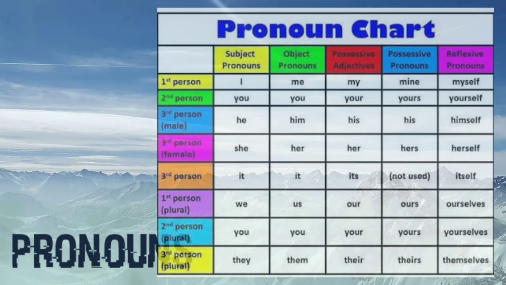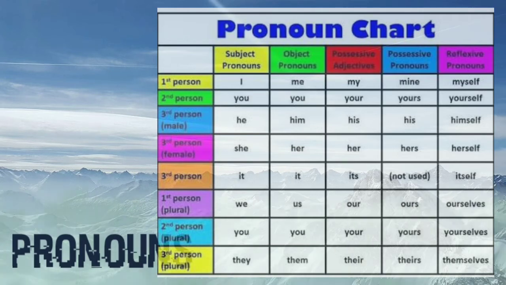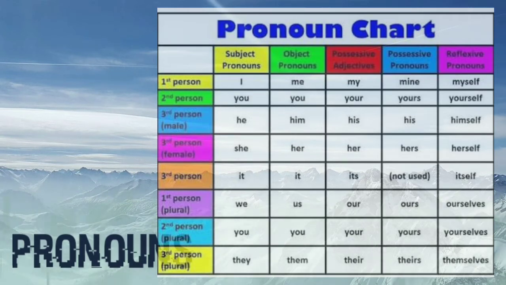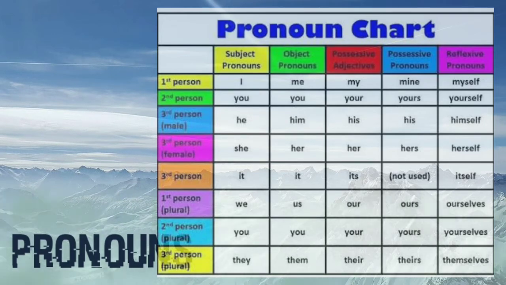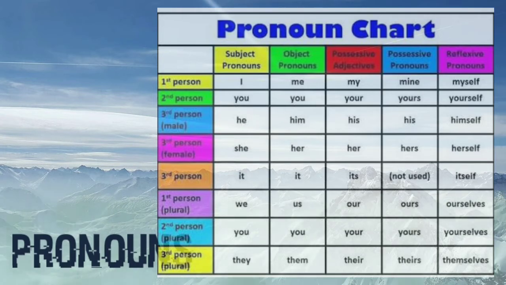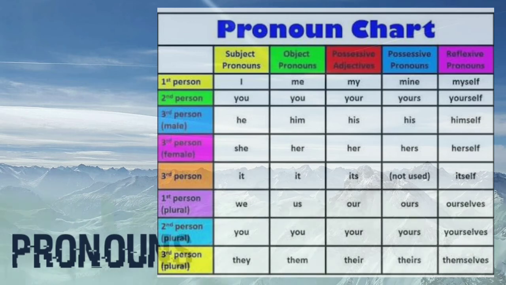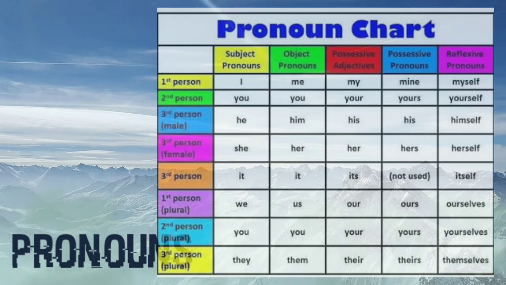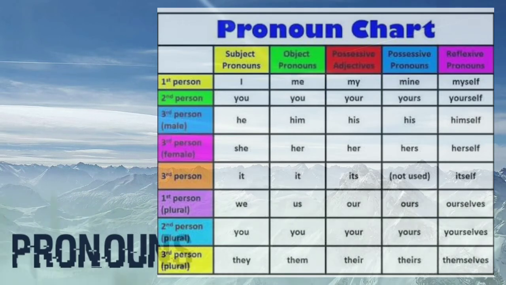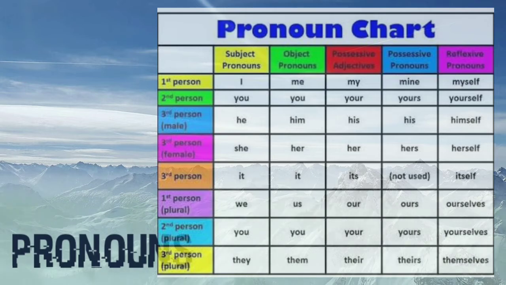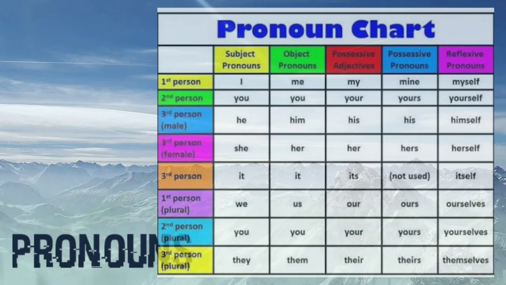The second type of pronoun is object pronoun, which is me, you, him, her, it, us, you, them. So these pronouns are object pronouns. It means when we need a pronoun in the place of object, we will use these pronouns according to the person and number. For example, I called him. I cannot say I called he, because here I need the pronoun in the place of object. So I will use him instead of he. That is the use of object pronouns.